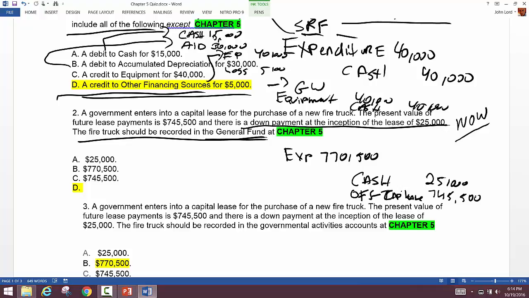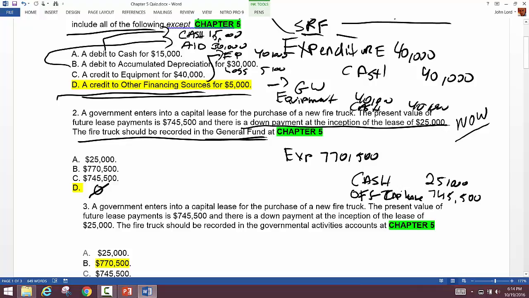All right, so what's happening? We've got this $745,000 of other financing sources, right? Isn't that how we account for it at the fund level? Right? Now, what's happening? You look and you're like, well, then what's the answer, John? You're saying D here, and you didn't even put a number there. I must have had some problem with this one.